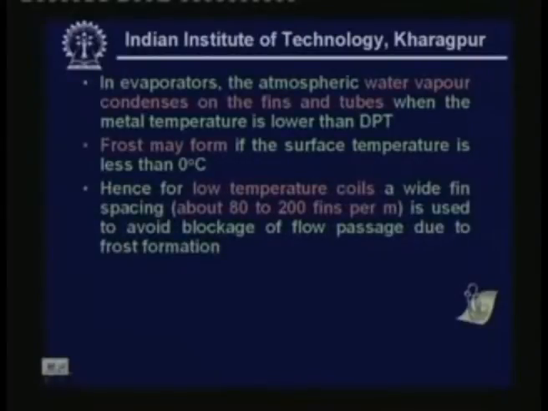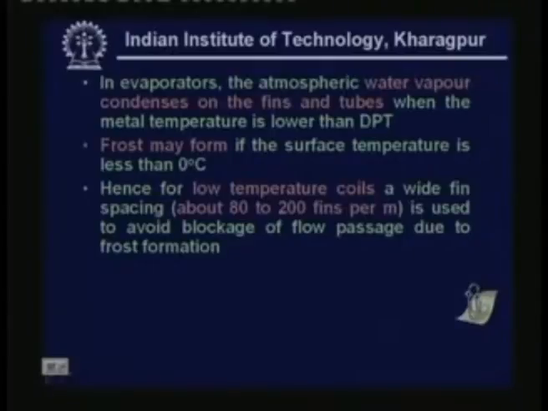Hence, for low temperature coils, what is the consequence of this? We have to consider this while designing. For low temperature coils, that means coils which operate at low temperatures such that frosting may take place, a wide fin spacing, about 80 to 200 fins per meter, is used to avoid blockage of the flow passage due to frost formation.